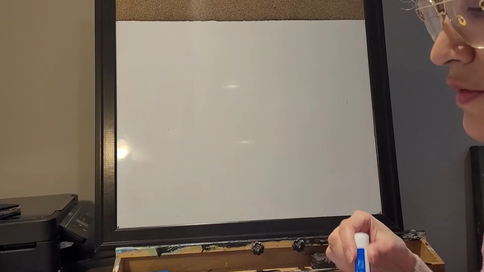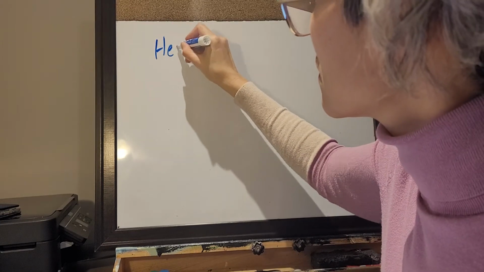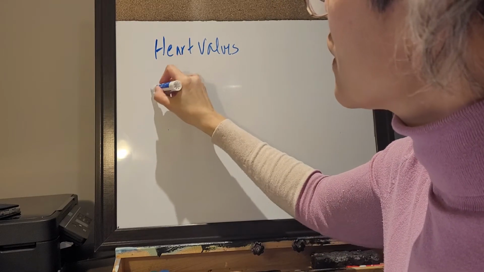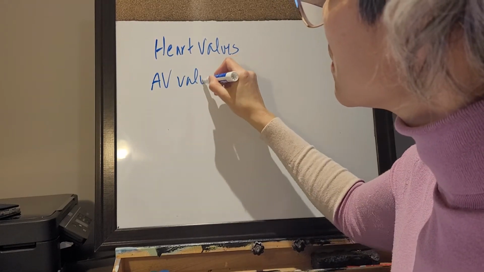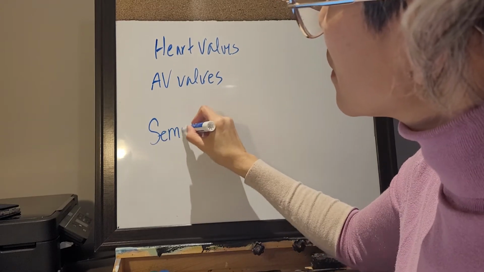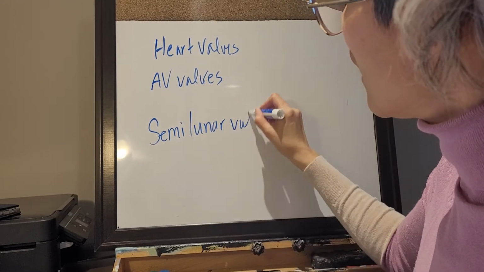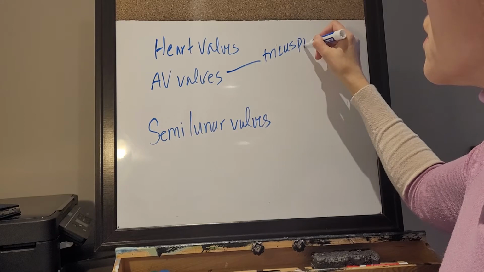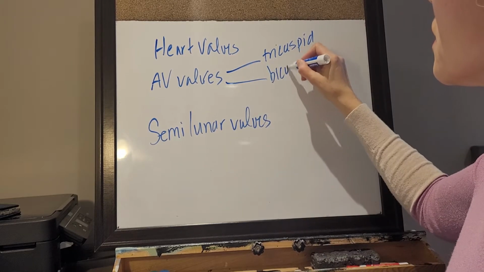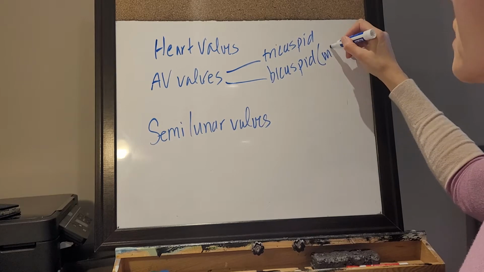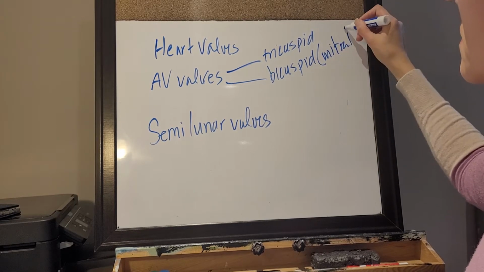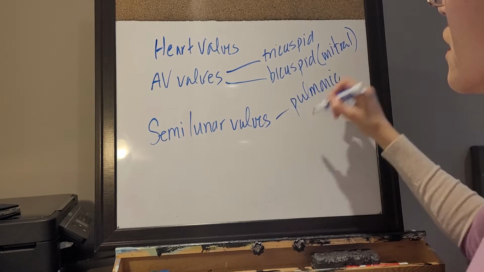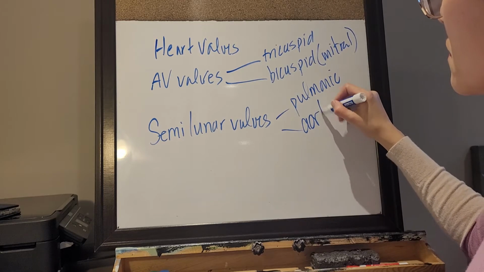Make sure you know your heart valves. You have AV valves, and you have semilunar valves. The AV valves are the tricuspid and the bicuspid, also known as the mitral. And the semilunar valves are the pulmonic and the aortic valves.